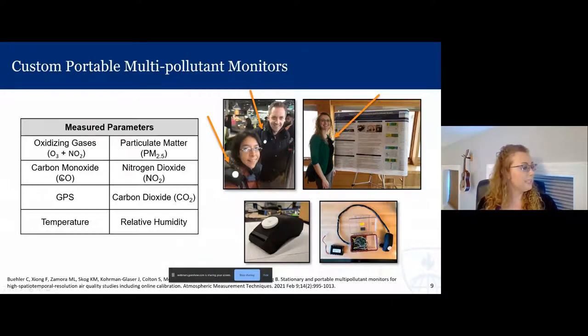Again, we can see what we're measuring, which is multiple pollutants in this really small footprint. We have oxidizing gases, which here is ozone and NO2 combined into one sensor, PM 2.5, carbon monoxide, NO2, and on this one, we do have GPS because it really matters for people. We want to know where they're being exposed and to what concentrations. And then also temperature and relative humidity.